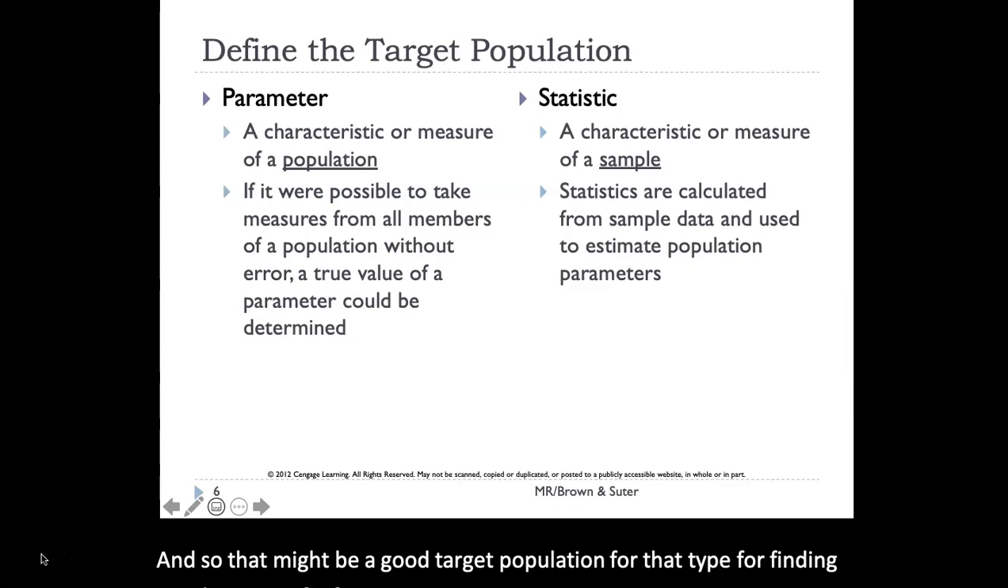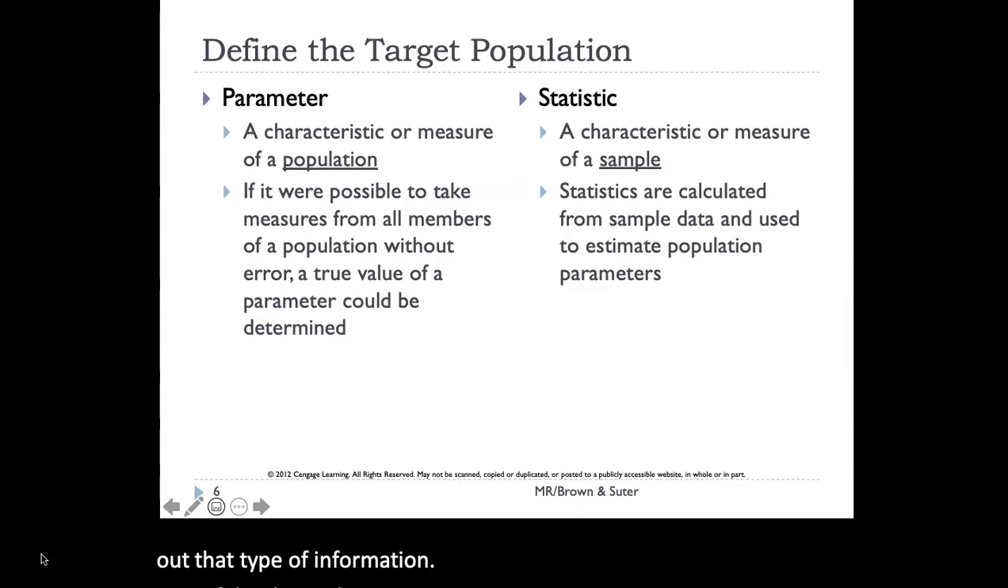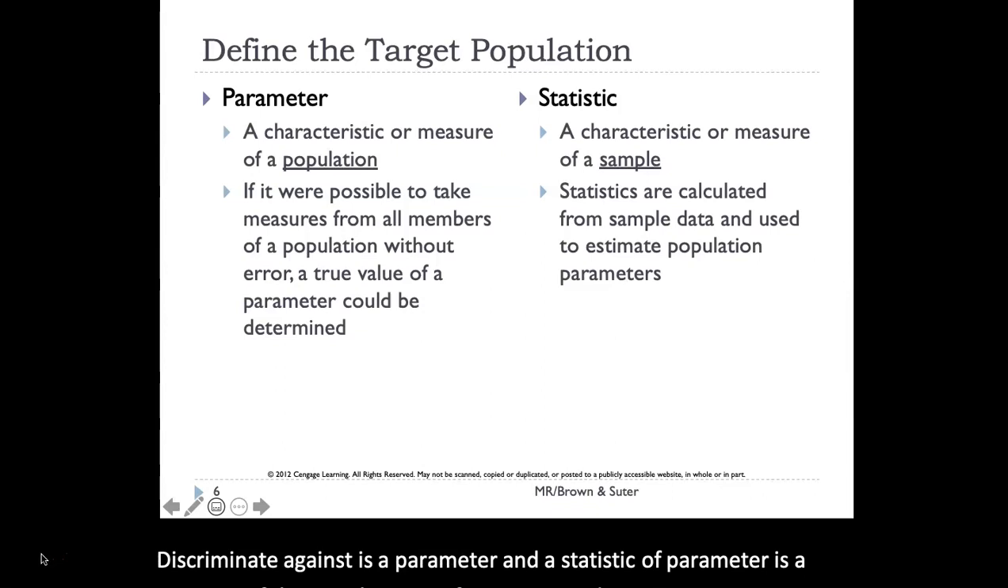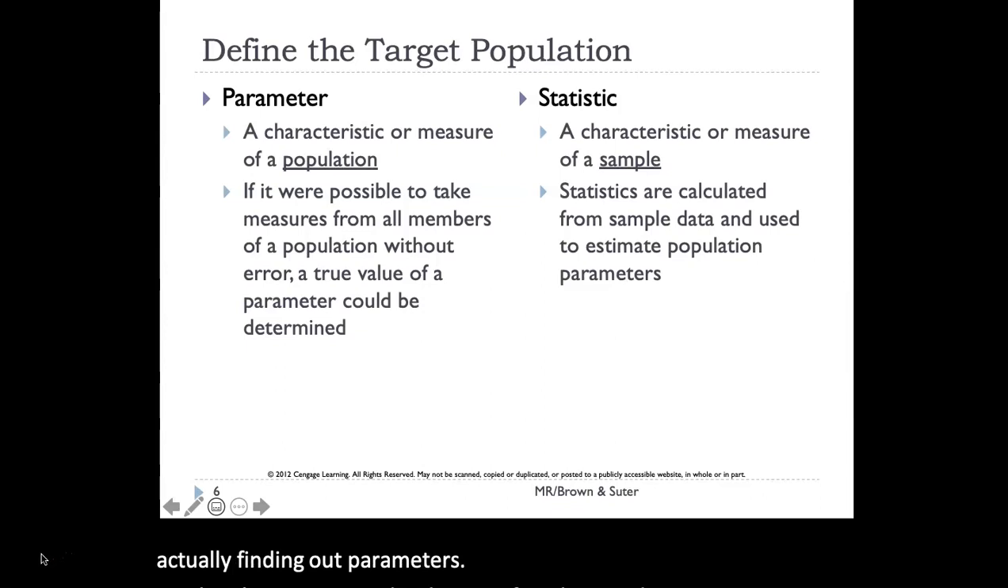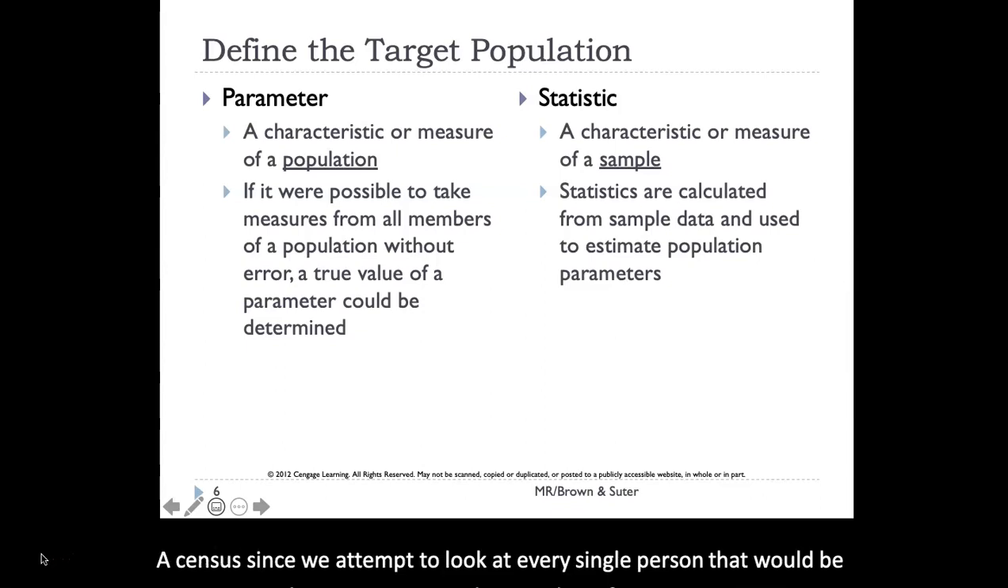So one of the things that we have to discriminate between is a parameter and a statistic. A parameter is a measure of the population. So if we were conducting a census, we're actually finding out parameters. Maybe it's everyone under the age of 18 that resides in the United States. Well, a census, since we attempt to look at every single person, that would be a parameter. That measurement, that number of people in that classification, would be a parameter, because it's looking at the entire population.